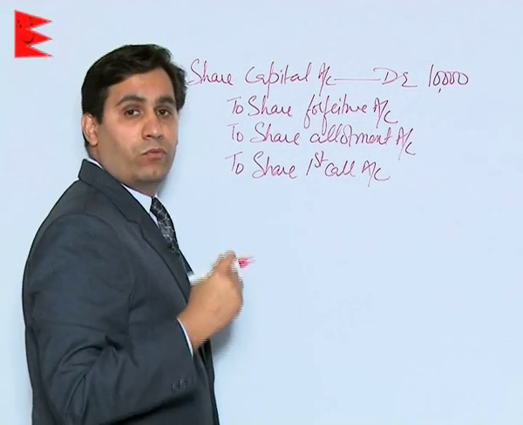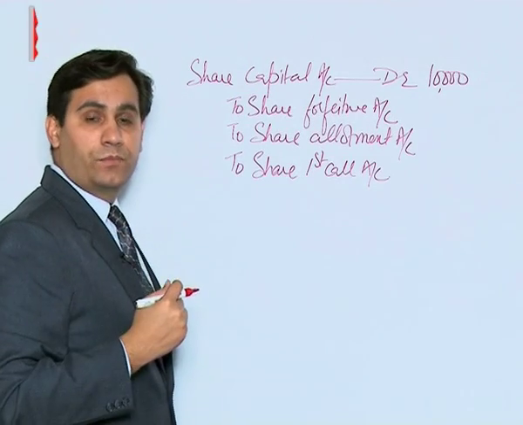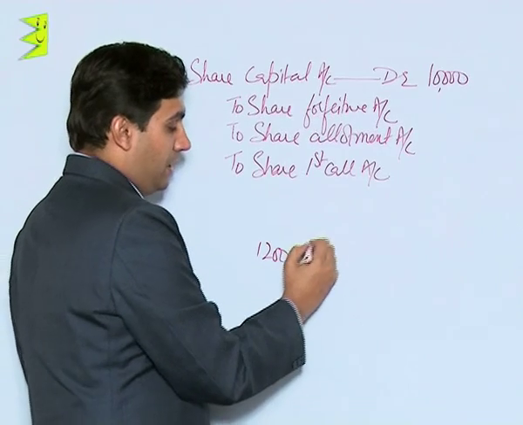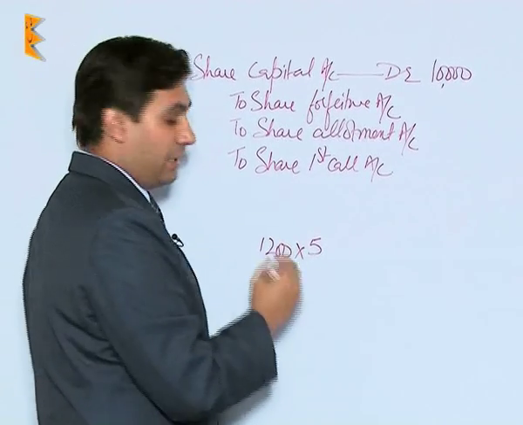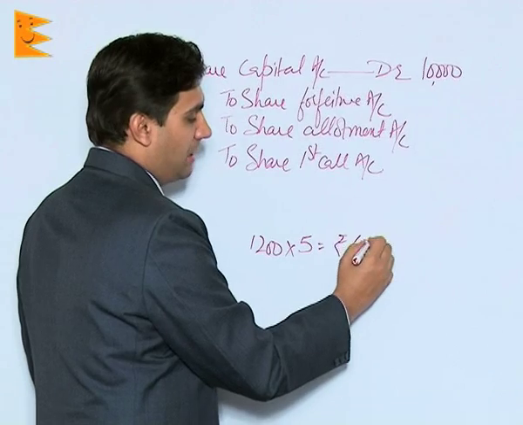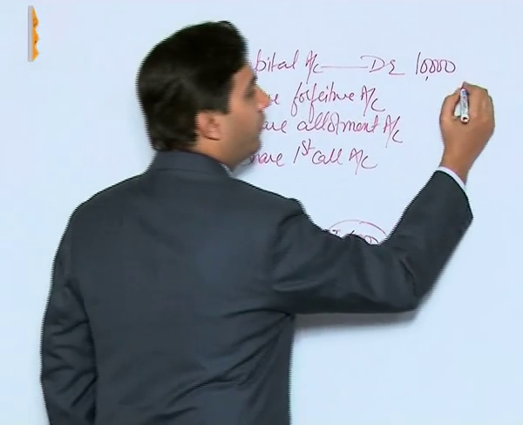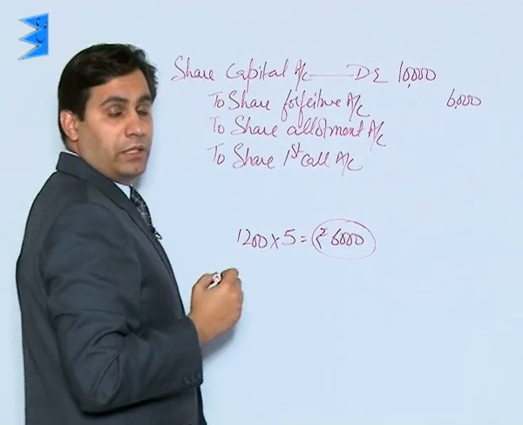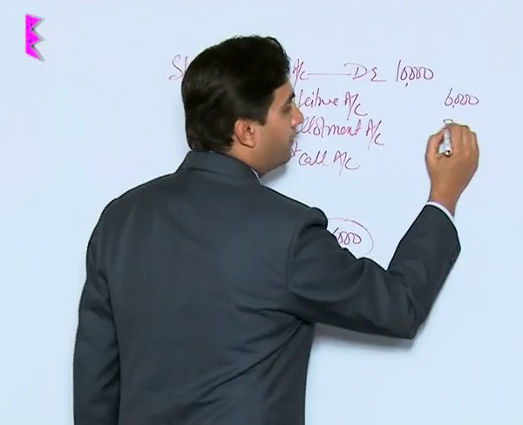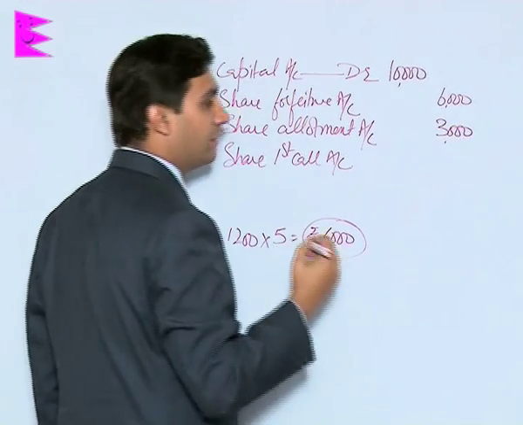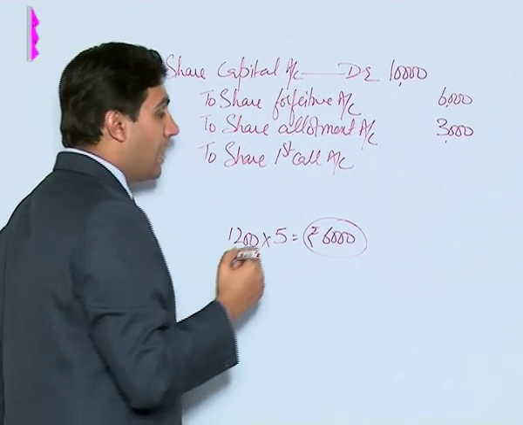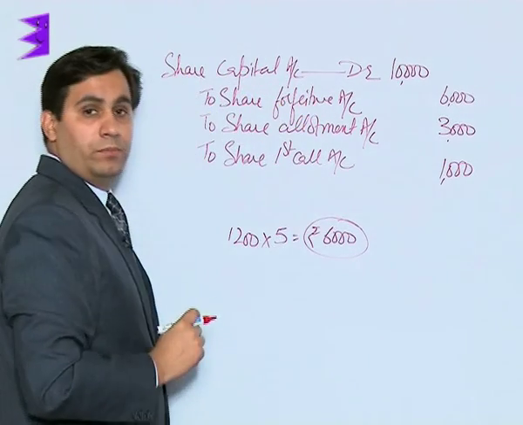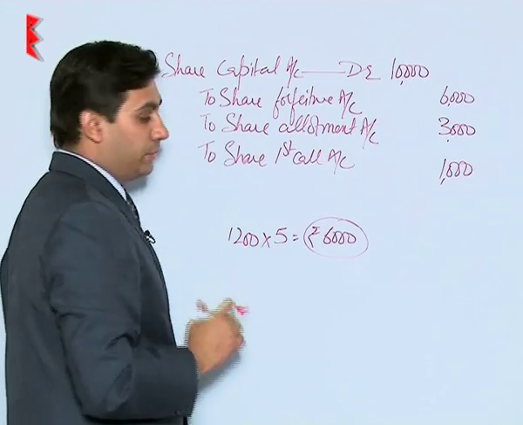Share forfeiture would reflect the amount that he has paid. Now students, remember, he had applied for 1200 shares and 5 rupees was paid by him. That means he had paid a total sum of 6,000. So share forfeiture will reflect this amount, 6,000. Share allotment, we had calculated that he was supposed to pay 3,000. So that will reflect 3,000 not received from him. And first call would reflect an amount of 1,000 not received from this particular shareholder.